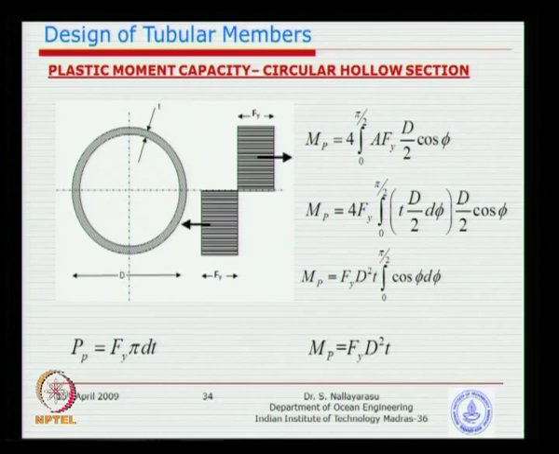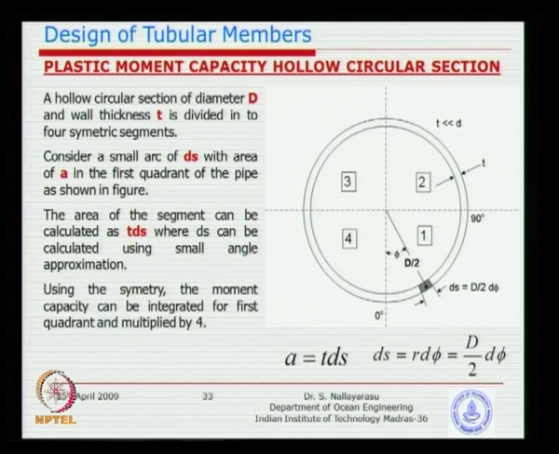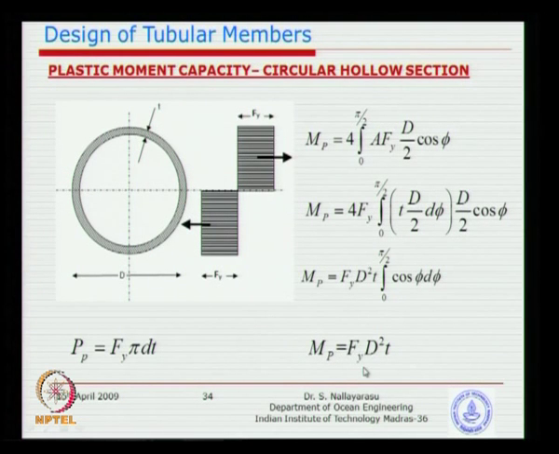Then just do an integration of the area of the segment multiplied by the force at that segment, Fy, because everywhere it is Fy, very easy. Multiply by 4, integrate from 0 to pi by 2, and then you will get a formula something like this. Now, what is the difference between this and the elastic? The elastic one we can calculate because we already have the property.